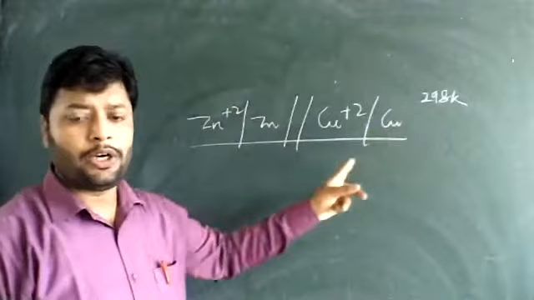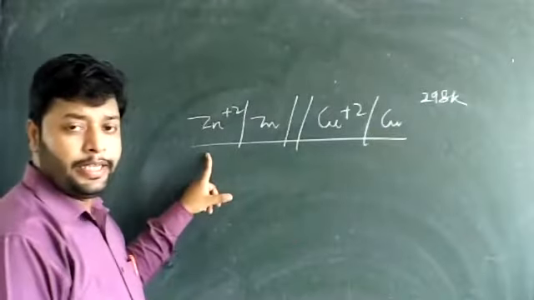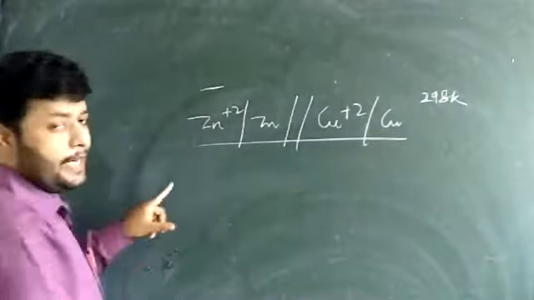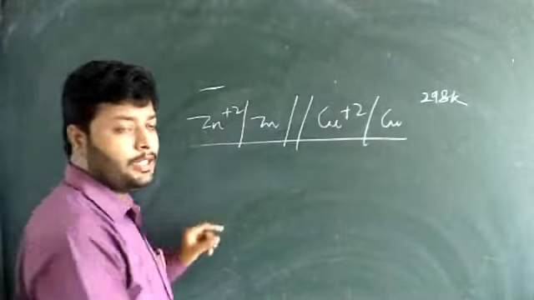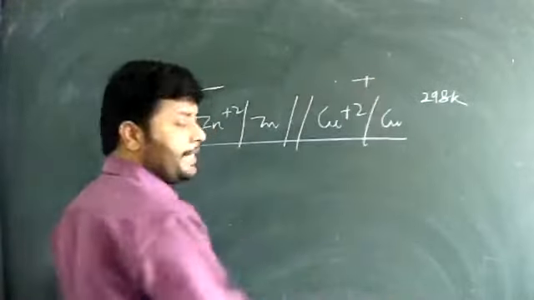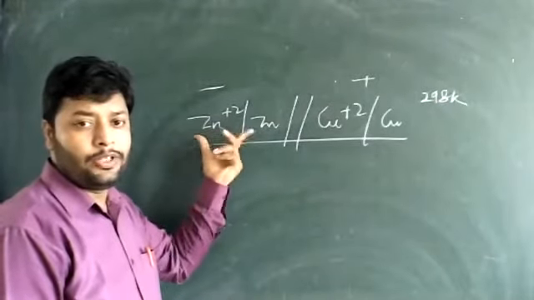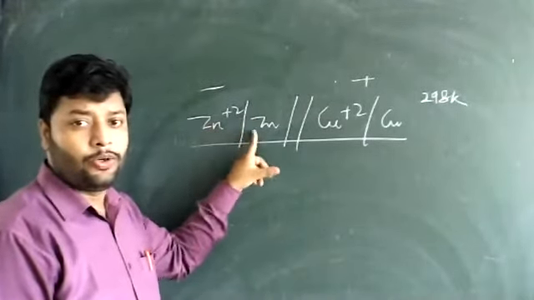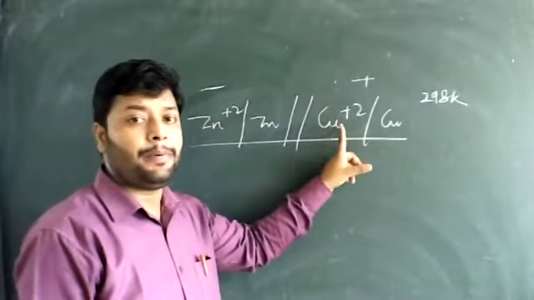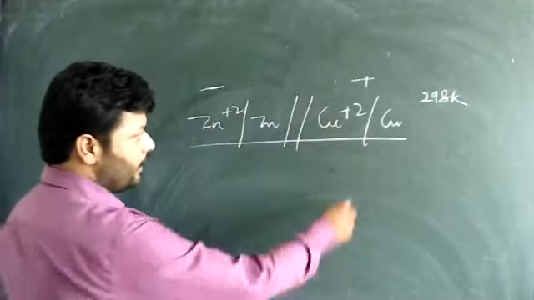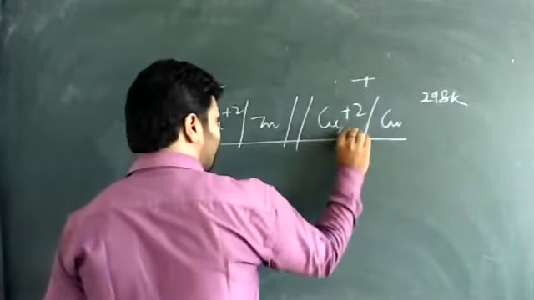This representation is called cell representation, in which the left side indicates the anode formation and the right side indicates the cathode formation. You can see at the anode there is a zinc electrode, and at the cathode there is a copper electrode. All these things are aqueous.